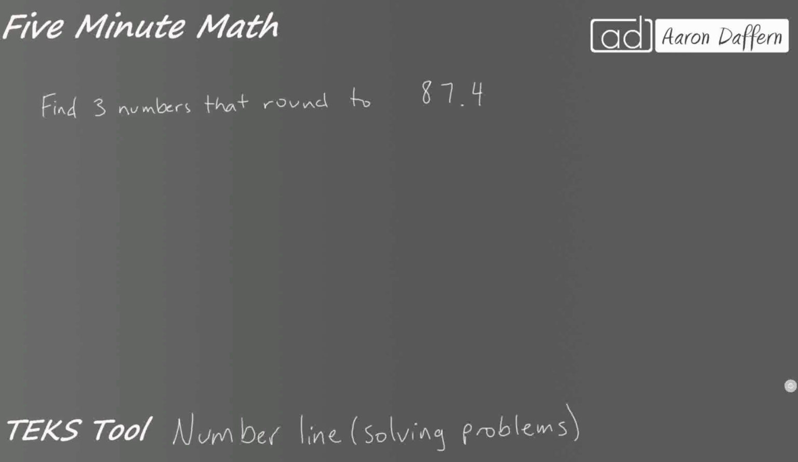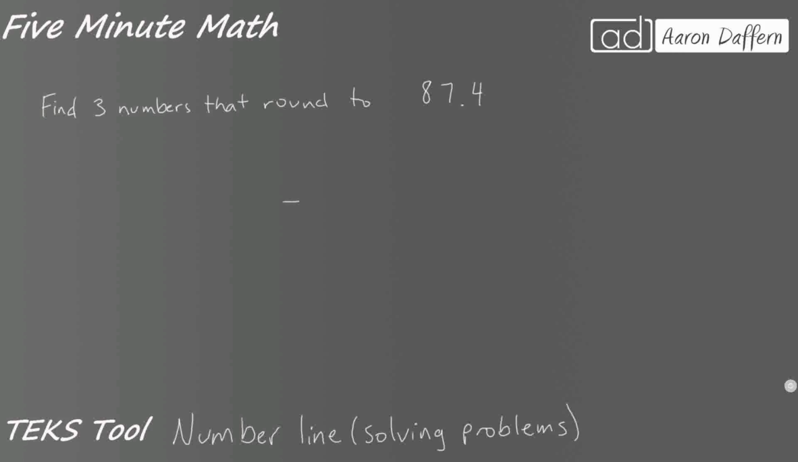Today we are looking at the TEKS tool number line. We are focusing on solving problems, and we'll do it in 5 minutes or less. So we can use a number line to help solve problems related to rounding. We might get a problem such as find three numbers that round to 87.4 or 87 and 4/10.